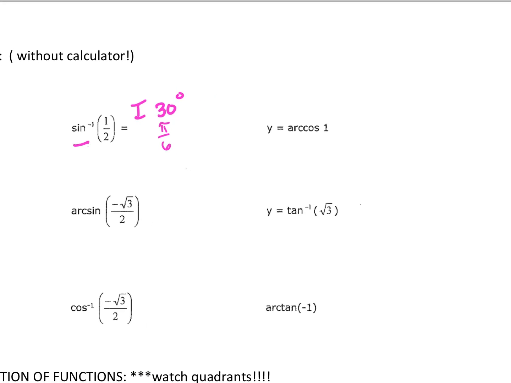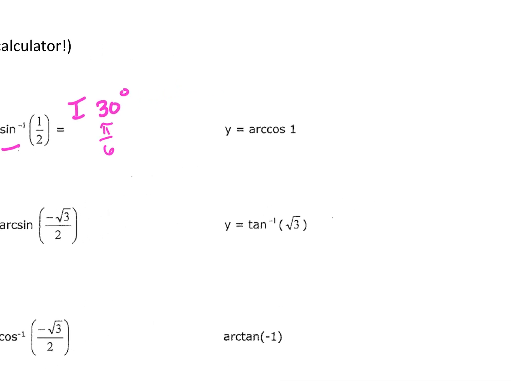Okay, arc cosine of 1. That's something positive. So we're probably going to need to look in quadrant 1 for that. I'm saying probably just because this is a little bit of a different situation.